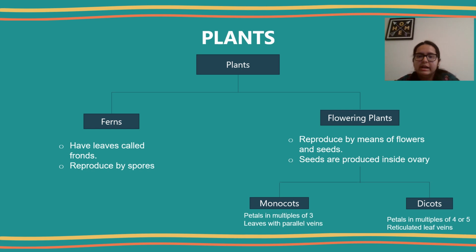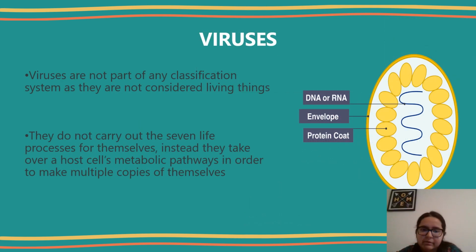Now let's move to the last part of this chapter, which is viruses. Viruses are not classified in any kingdom, as they are not considered as living organisms. They use the host cell's metabolic pathways in order to multiply themselves, and they cannot carry out the 7 life processes for themselves. Here comes a fun fact: viral infections cannot be treated by antibiotics, only bacterial infections could be, as viruses do not have a cell wall.